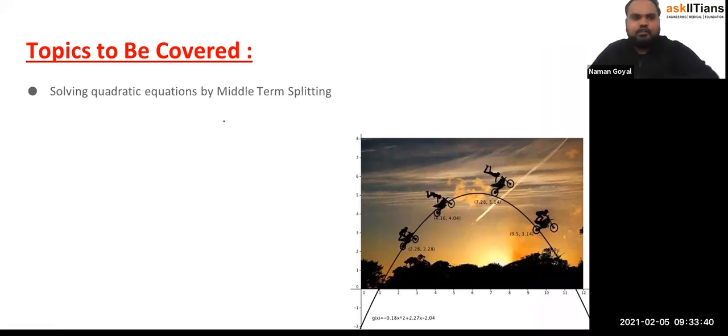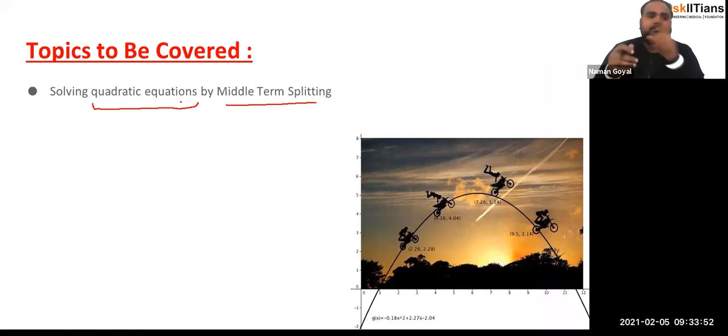solving equations by middle term splitting. See, there are some methods to solve a quadratic equation. See, what is the meaning of solving a quadratic equation? We want to find the value of that variable which satisfies that equation.